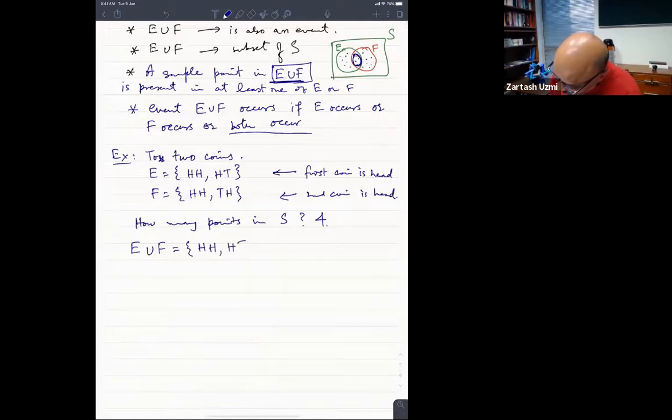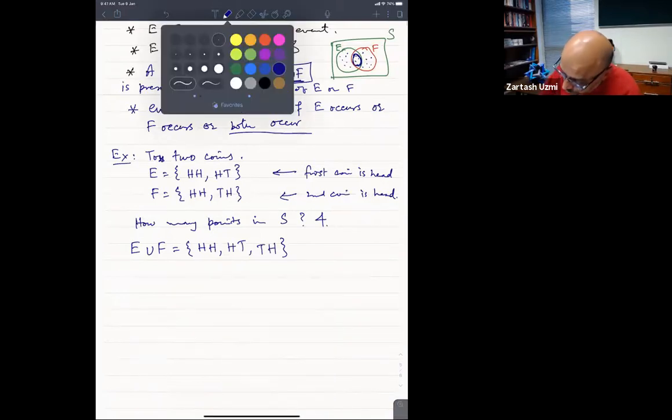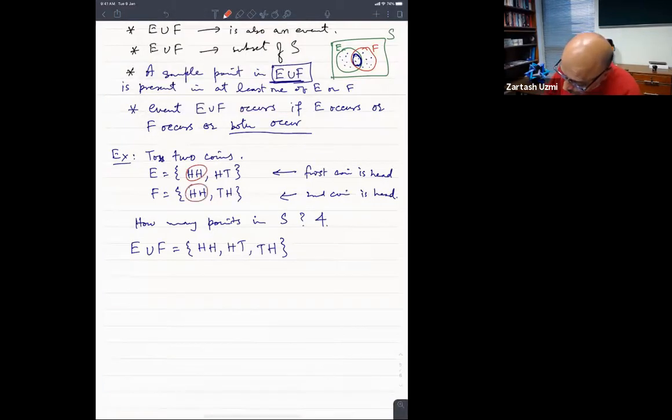HH, HT and TH. सेट की यूनियन में हम ये रेपिटेशन नहीं करते. सो दिस गाय HH which is repeated between the two, इसको हम एक ही दफा काउंट करते हैं. सेट की यूनियन जो है, इसकी डेफिनेशन है ये. सो E union F has 3 points, has 3 of these outcomes.